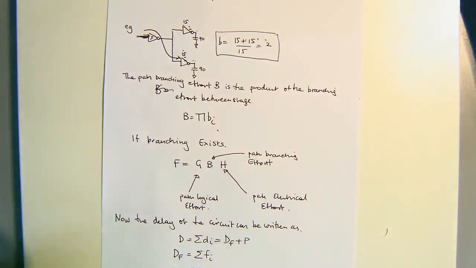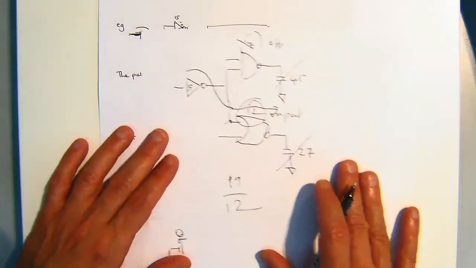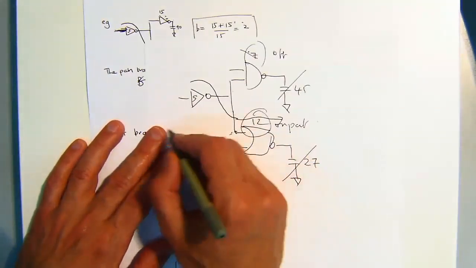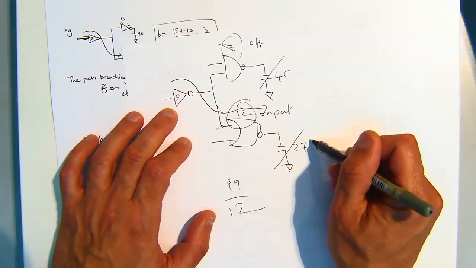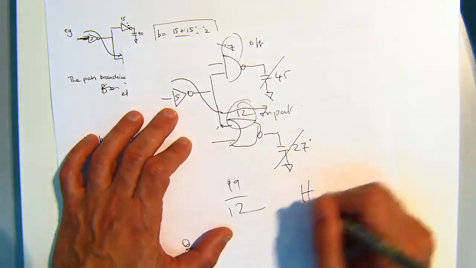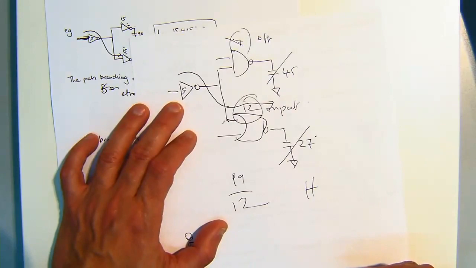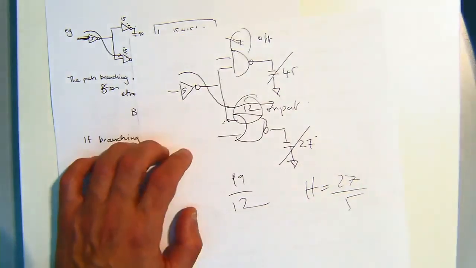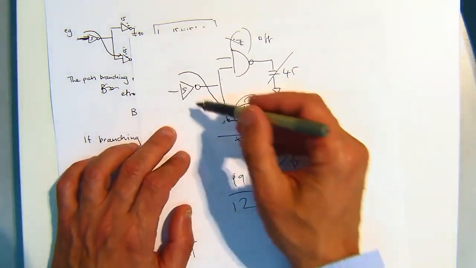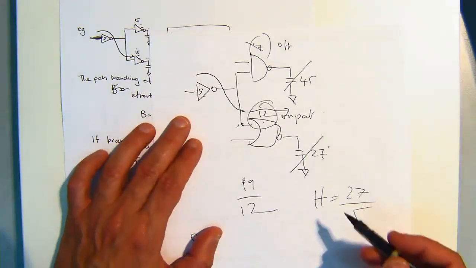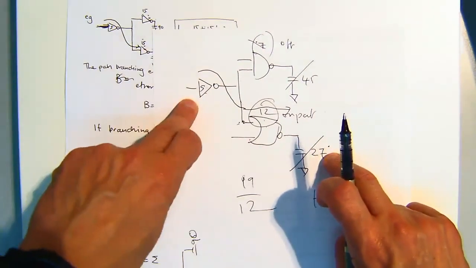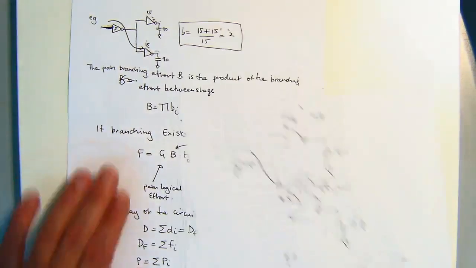Let me go back to this one. If I was just showing you this and I said you're not allowed to have a calculator, what's the H for this circuit? For this path? What's capital H? You can sit there and work it all out: 12 on 5 times 27 on 12, and then cancel out. Or the simplest way is the capacitance of the output over the capacitance of the input. Done. Good.